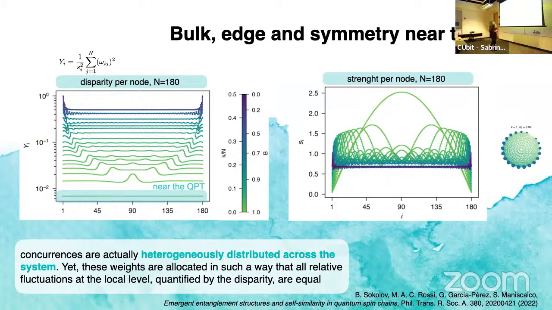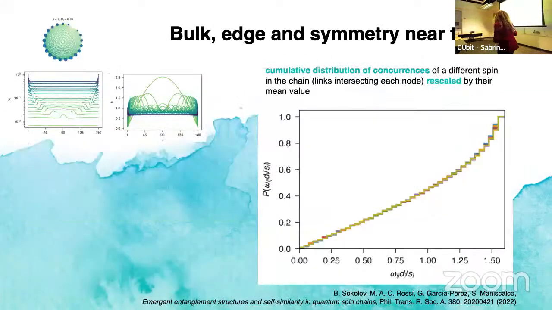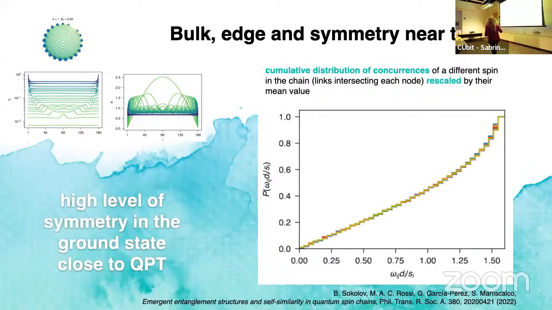So if I look locally, if I look here, okay, and if I look here, the fluctuations are really all equal. And in order to test this hypothesis, you can look at the distribution of strengths rescaled by the mean value. If you plot this, you will see that for all the different pairs, all the curves collapse. What this means basically is that there is a very high level of non-trivial symmetry in the ground state, very close to the phase transition. Until now, there is no new physics, but there is a new way of looking, by means of these tools, at the properties of pairwise entanglement very close to the phase transition.